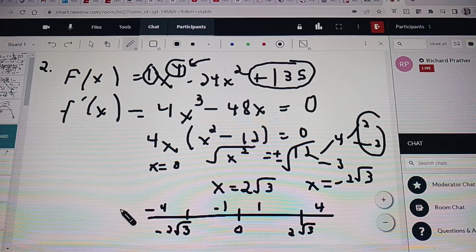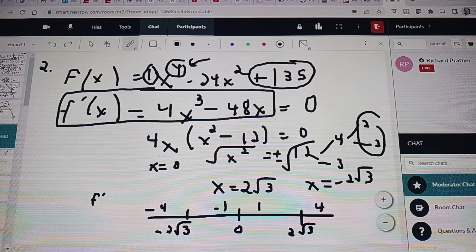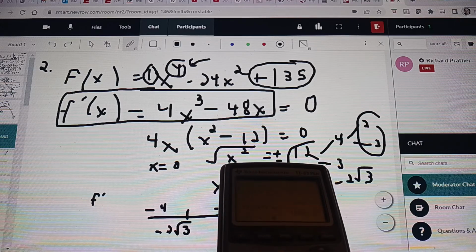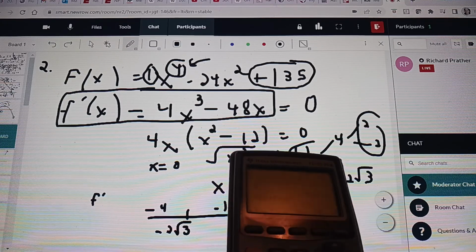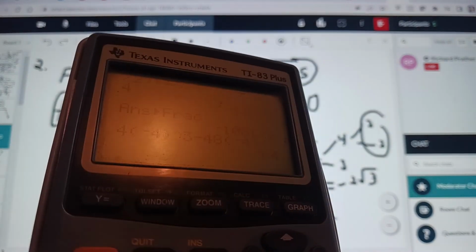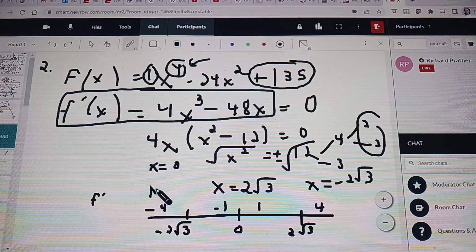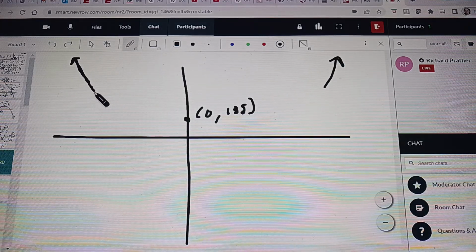Plug all 4 of those into the first derivative. And all we care about is, are they positive or negative? Plug them in right here. So I'm going to do 4 parenthesis, -4 parenthesis, raised to the 3rd power, minus 48 parenthesis, -4 parenthesis. When I plug -4 into the first derivative, I get -64. So it's negative first from -infinity until I get to -2 square root of 3. The first derivative is negative, so that means the graph is decreasing first, which makes sense from my end behavior. Yeah, I should be decreasing first.